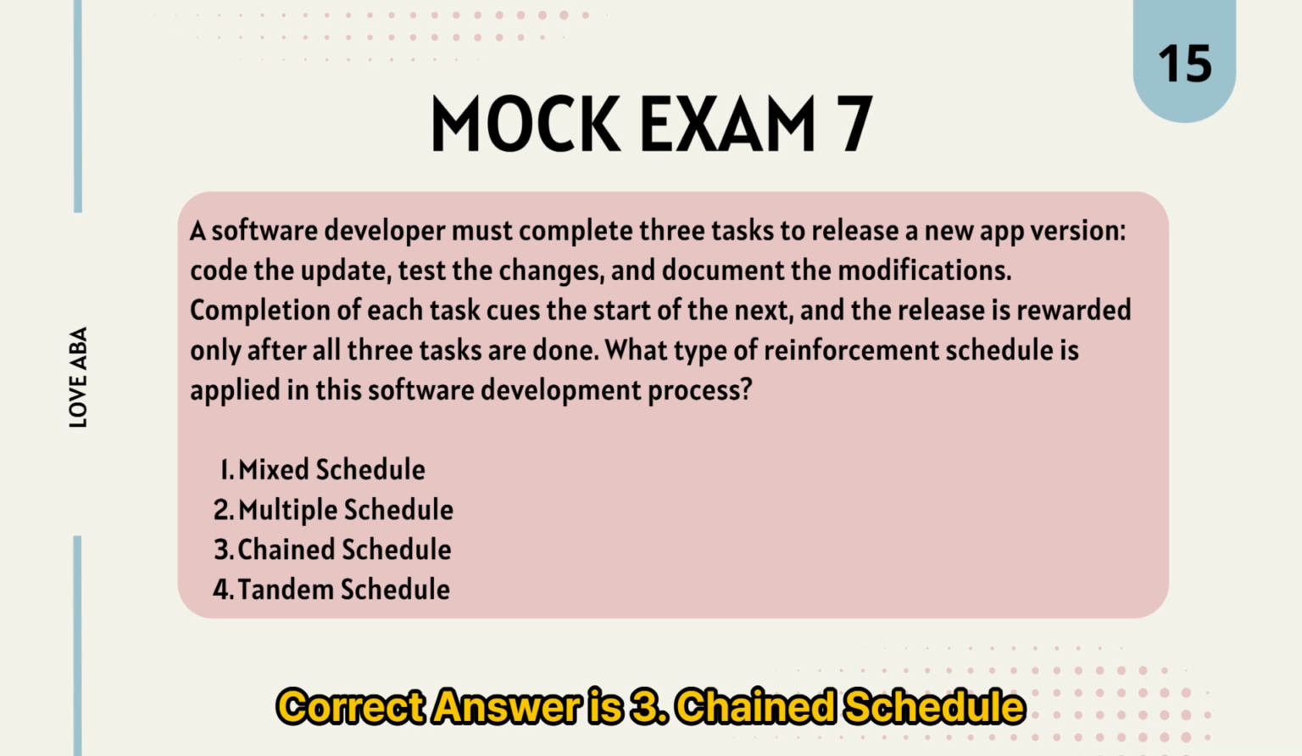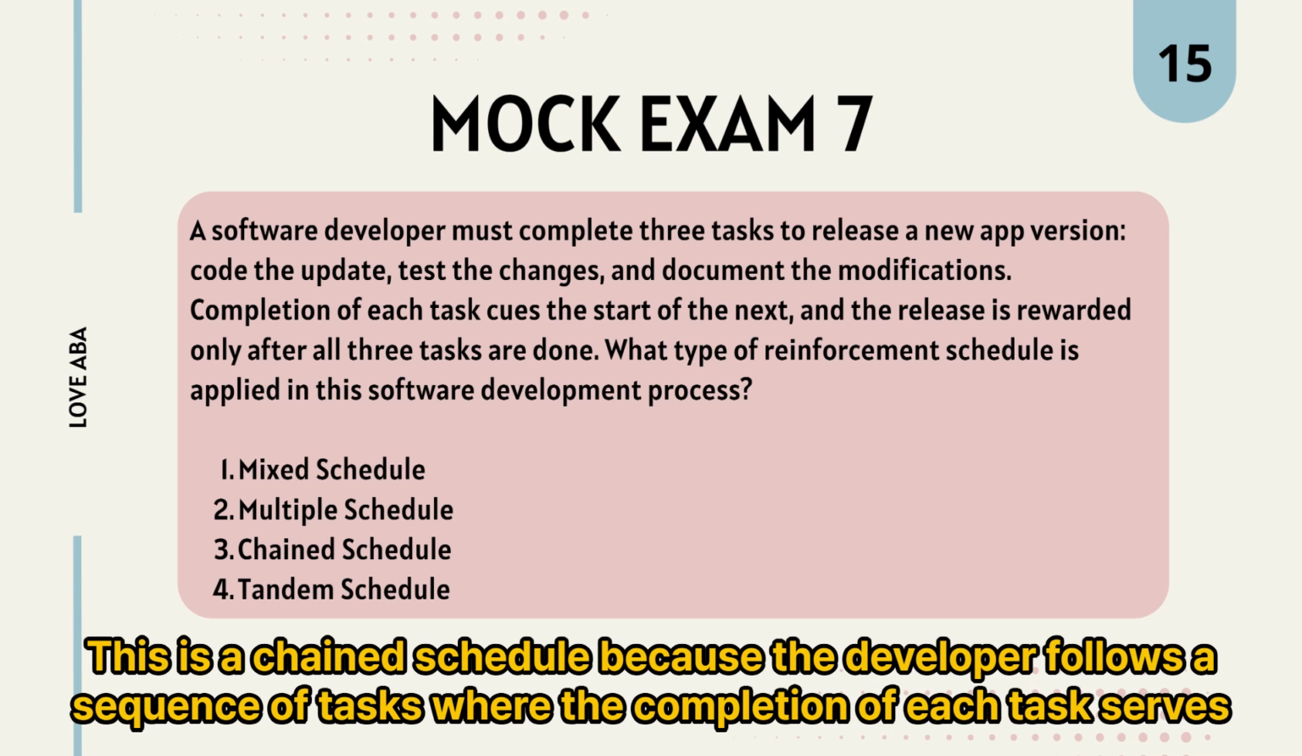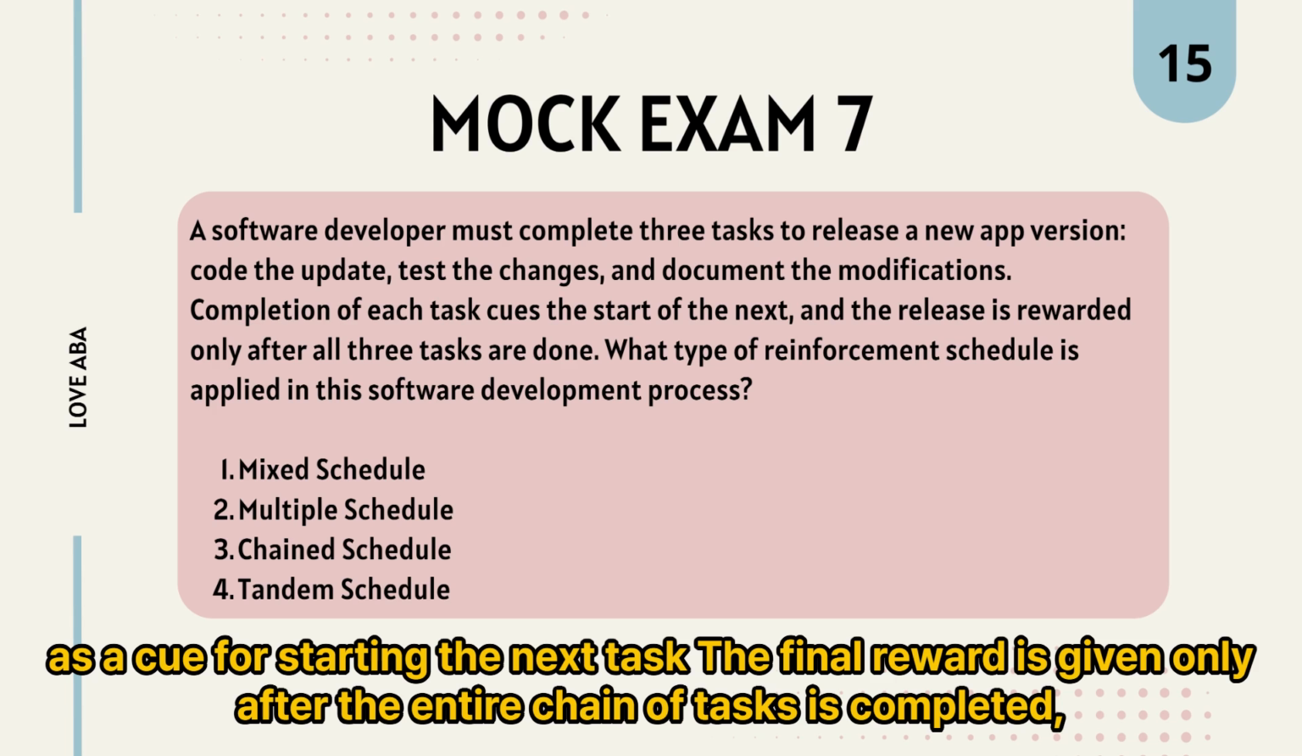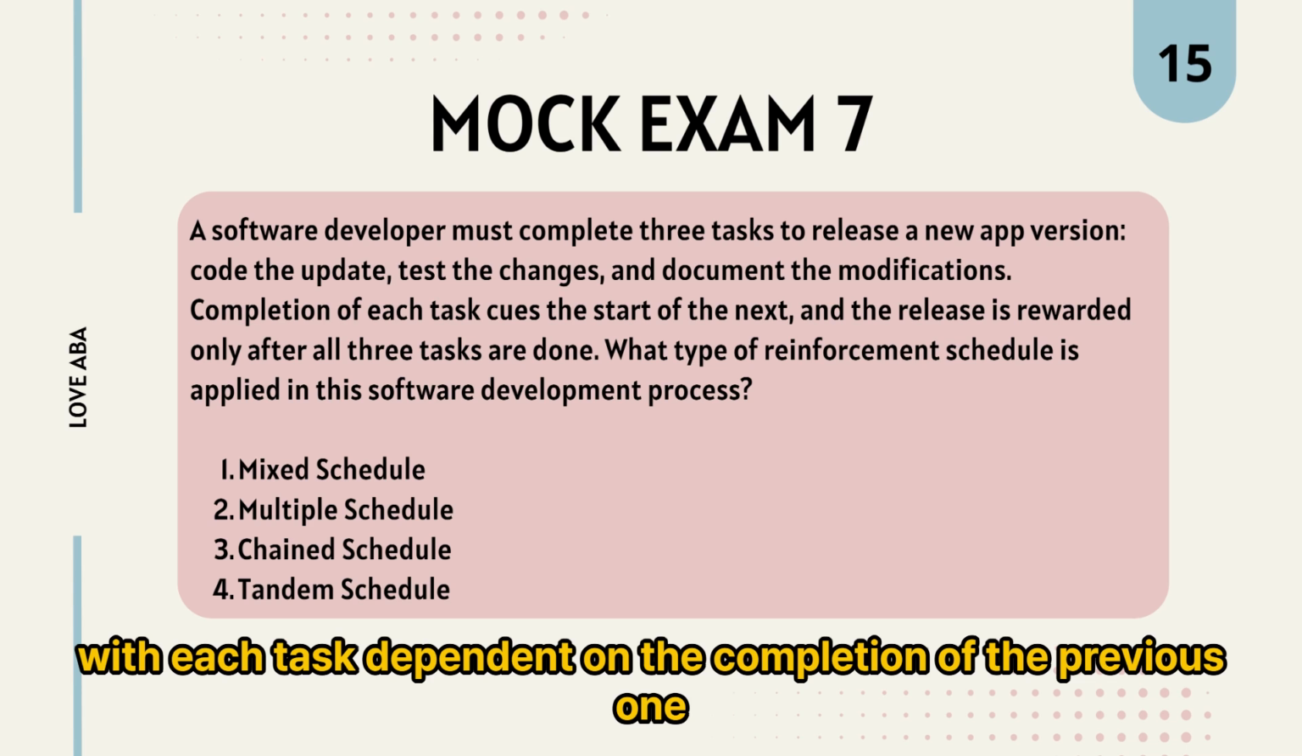Correct answer is 3. Chained schedule. This is a chained schedule because the developer follows a sequence of tasks where the completion of each task serves as a cue for starting the next task. The final reward is given only after the entire chain of tasks is completed, with each task dependent on the completion of the previous one.